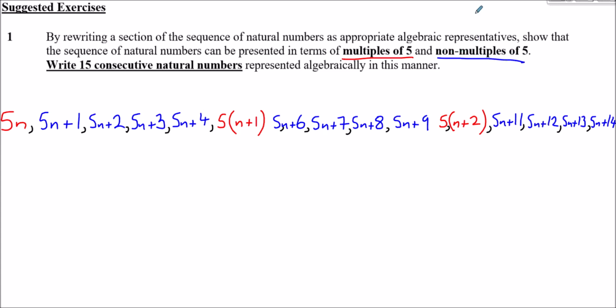This could be done in other ways, of course. For example, we could have started with something like 5n minus 4, 5n minus 3, 5n minus 2, 5n minus 1. So we could have started lower than 5n if we wanted, but I think it's easy to try and keep it to positive signs only. Just my preference, but not the only way of doing it.